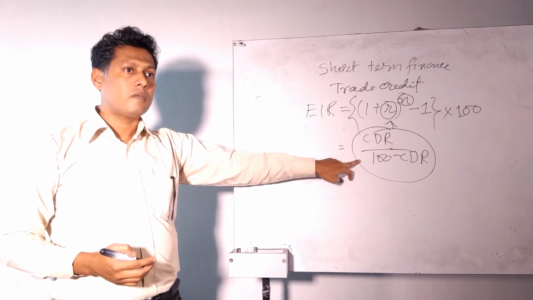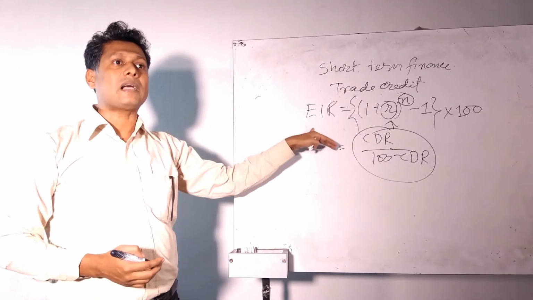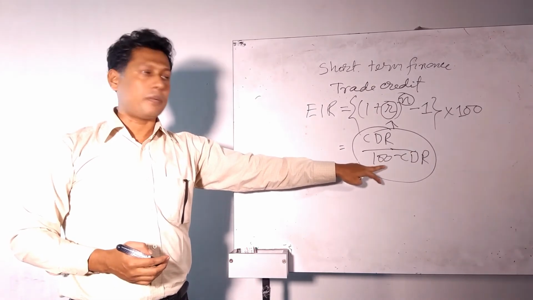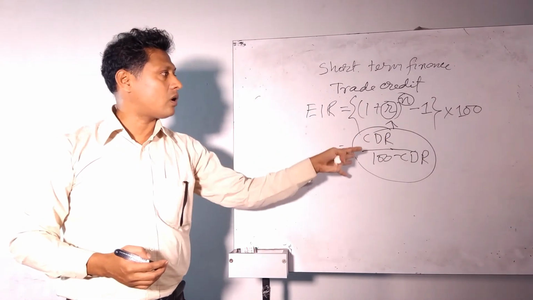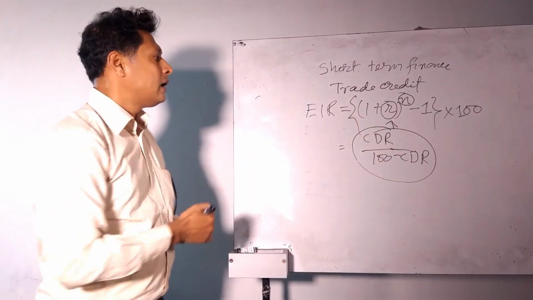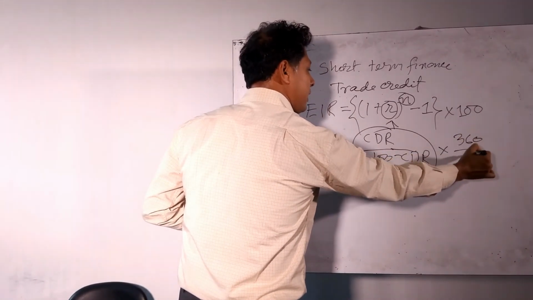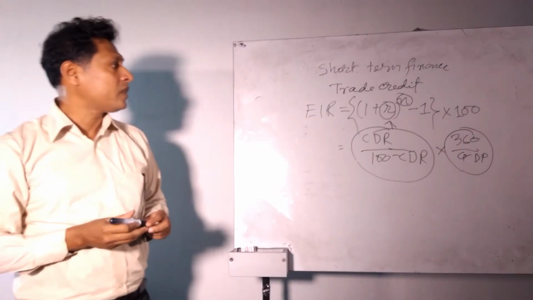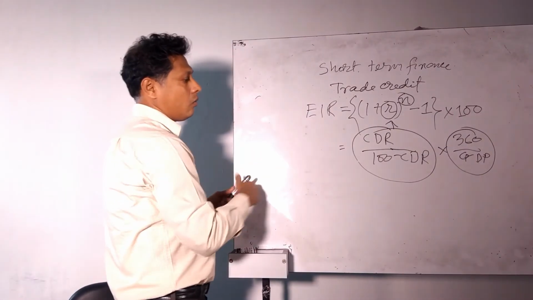If you memorize the first formula, you can use it in the second formula very easily. If the examiner asks for EIR only, you still have to calculate the APR. The part of the APR formula, CDR divided by 100 minus CDR, is used for calculating R here. The second portion of the APR formula, 360 divided by CP minus DP, we will use for N.